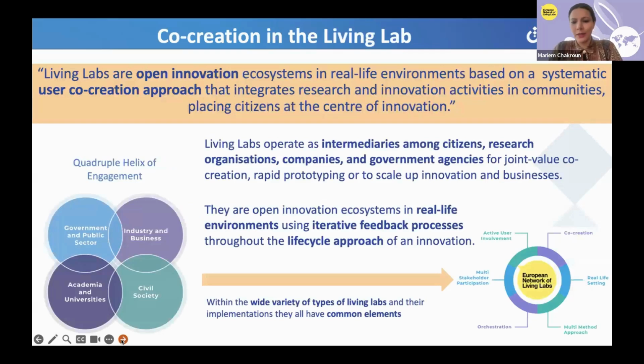As a reminder, living labs are open innovation ecosystems in real life environments, based on a systematic user co-creation approach that integrates research and innovation activities in communities, placing, of course, citizens at the center of innovation.